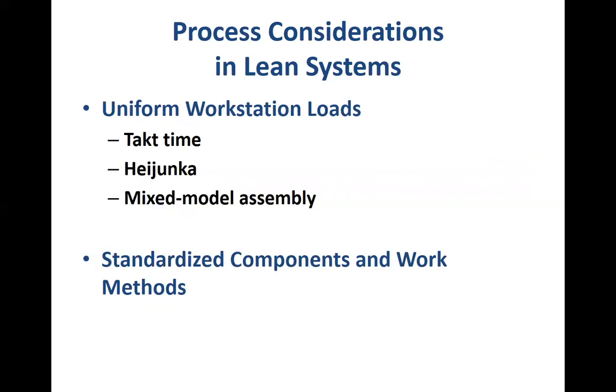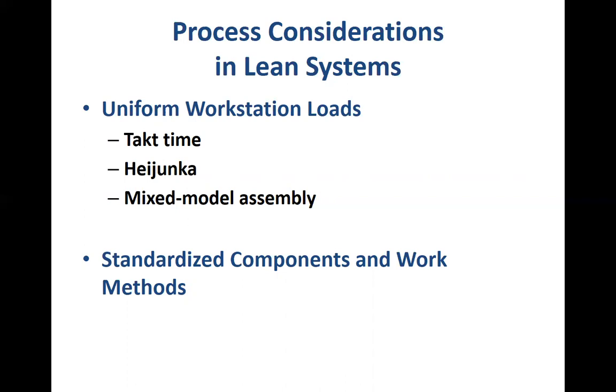The third process consideration is uniform workstation loads. And the idea is that lean systems work best when different workstations have similar loads on them. Or in other words, they have to spend approximately equal amounts of time on a given process. And if we can ensure that, then we end up creating a system which is more likely a lean system. Again, we have several tools and techniques that help with ensuring a uniform workload on different workstations. The first one is what we call takt time.